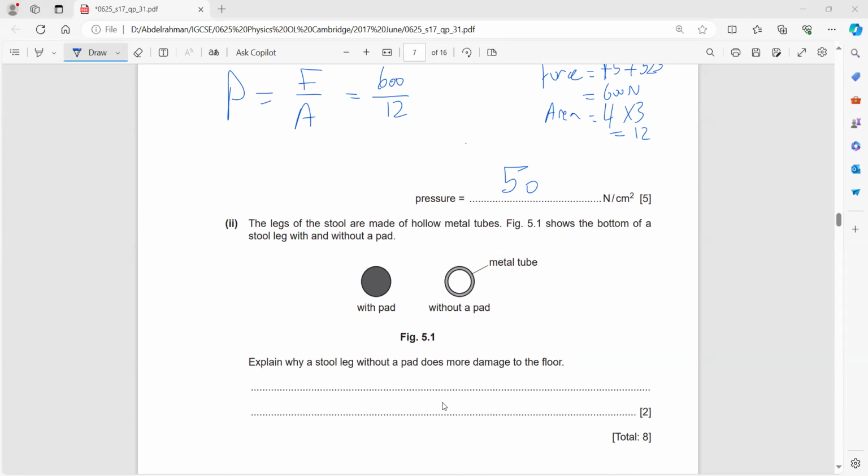Area decreases, so the pressure increases, correct? You're all correct. Smaller area in contact, correct? Try to avoid saying surface area. Always say area in contact. Don't say surface area. Say area in contact. So less area in contact with the ground increases the pressure. Thus, the pressure increases.